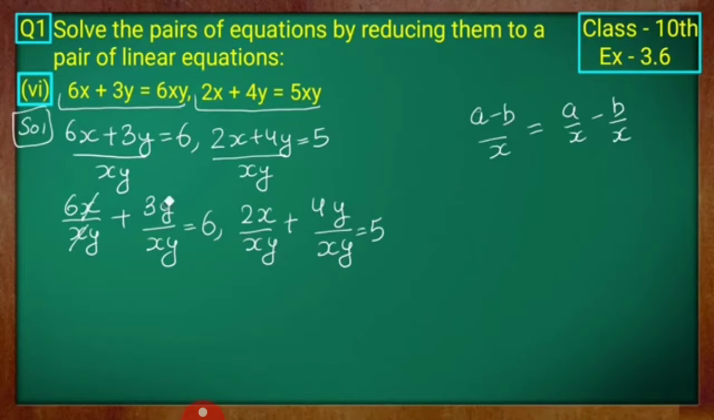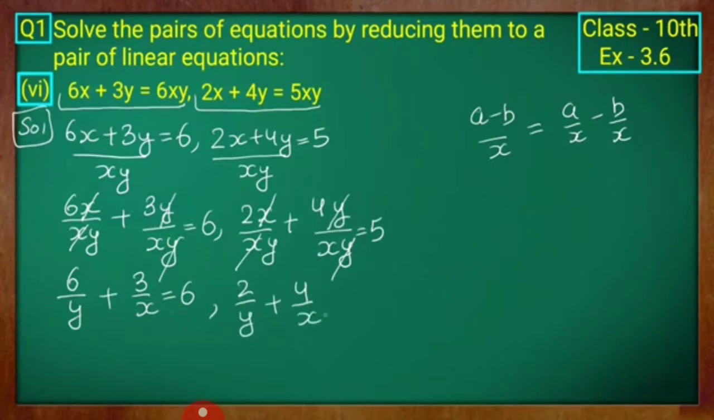Now in both the equations something is reducing. In the first term x is reducing from numerator and denominator, and here y, and in the second equation x and y. Now in the next term the remaining things have to be copied down. 6 upon y plus 3 upon x is equal to 6, and in the other equation 2 upon y plus 4 upon x is equal to 5. Now we have a pair of linear equations in simplest form.